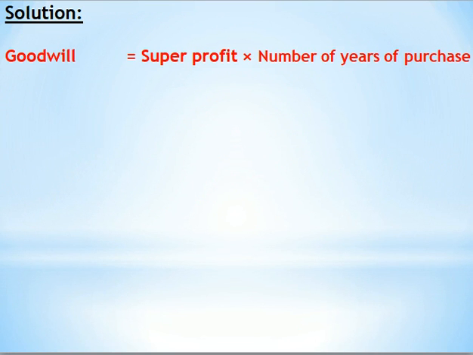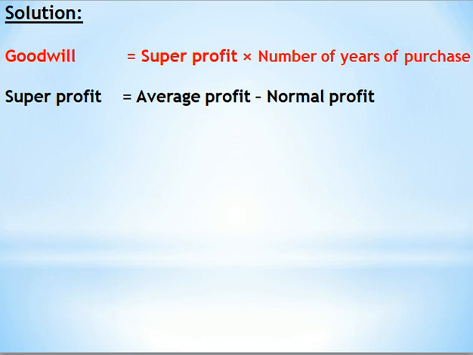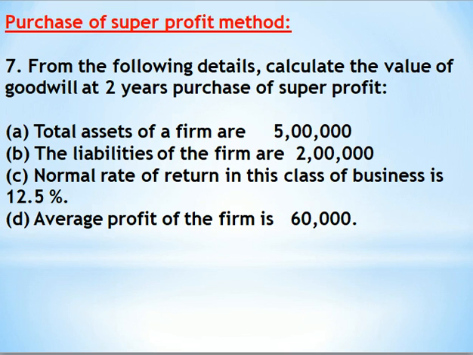In the purchase of super profit method, goodwill is equal to super profit into number of years of purchase. The calculation of super profit is equal to average profit minus normal profit. The amount for average profit is already given in the question, which is 60,000.